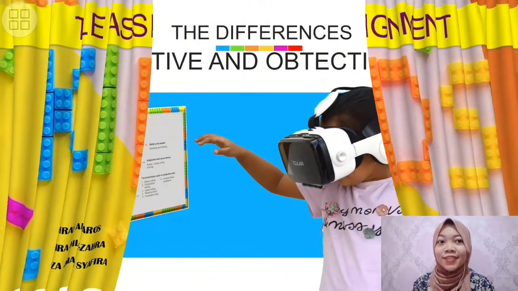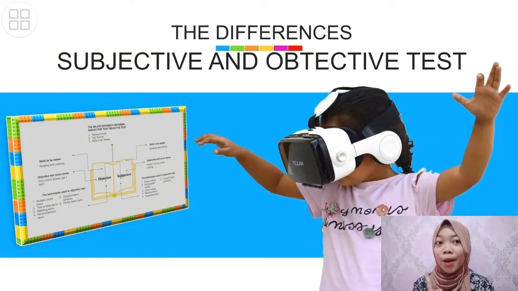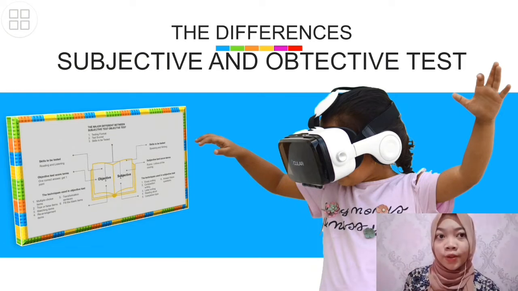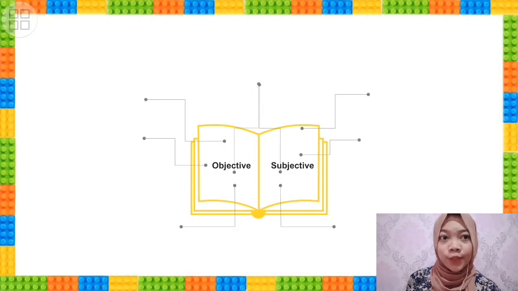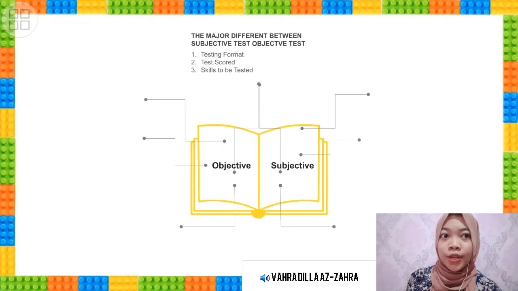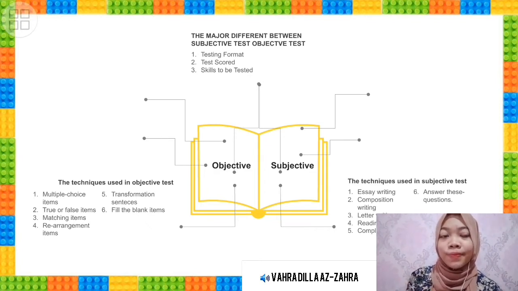Well, my friends, now let me explain the first material, number 1. The question number 1: what are the differences between subjective test and objective test? The major difference between subjective test and objective test is about the test format, the test score, and the skill to be tested. Now, what does that mean?